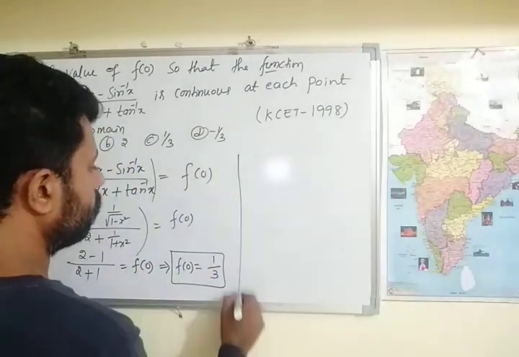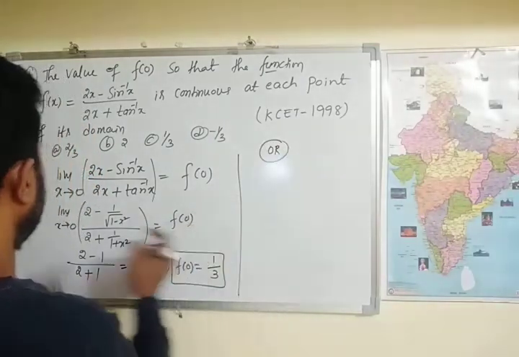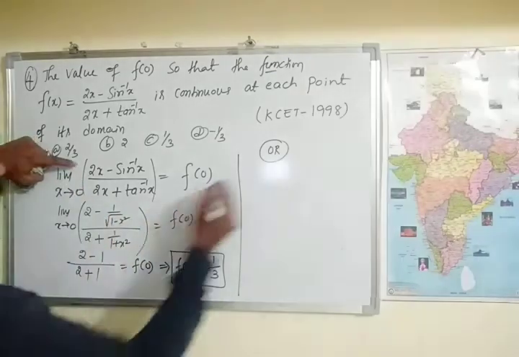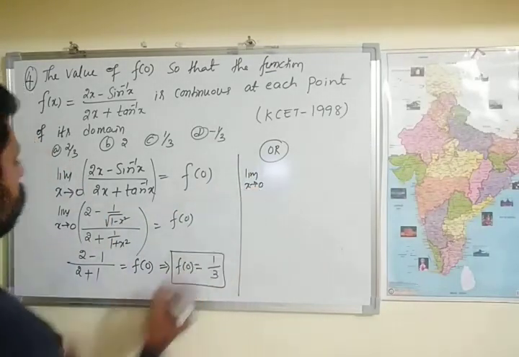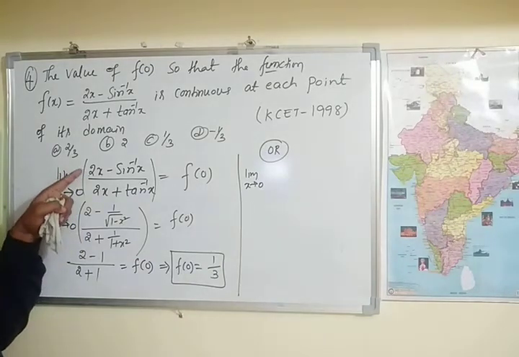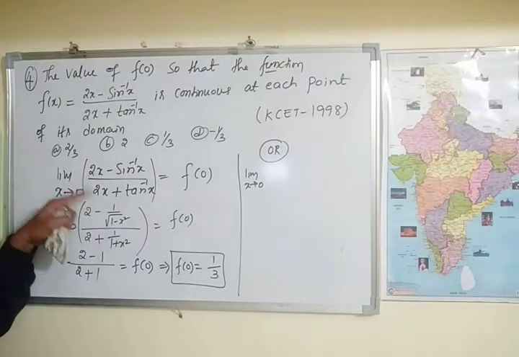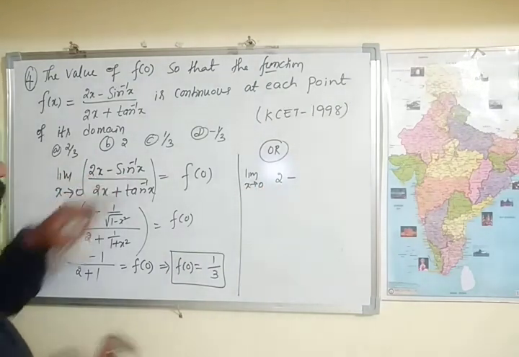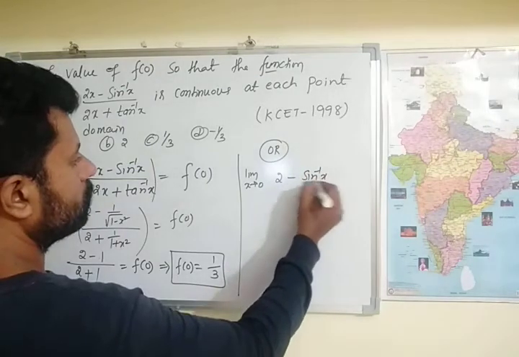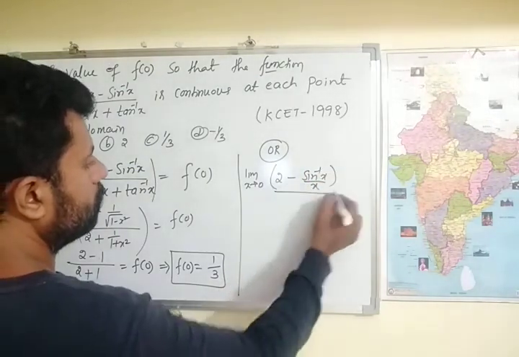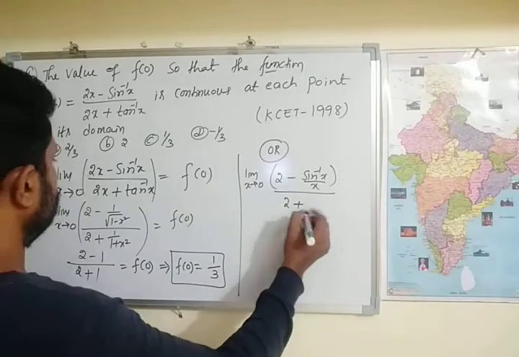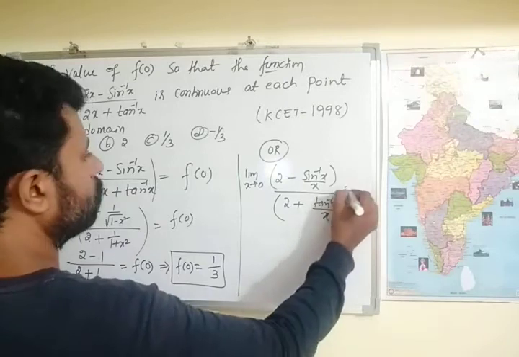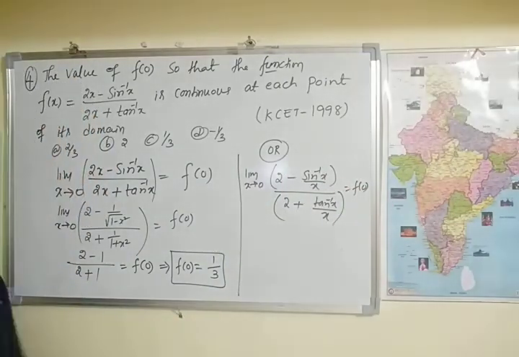We try in another form. See here, in this method, both numerator and denominator are divided by x. We get limit x tends to 0, dividing both numerator and denominator by x: 2x divided by x, we get 2 minus sin inverse of x divided by x, divided by the denominator 2 plus tan inverse of x divided by x, is equal to the right hand side value, function f of 0.